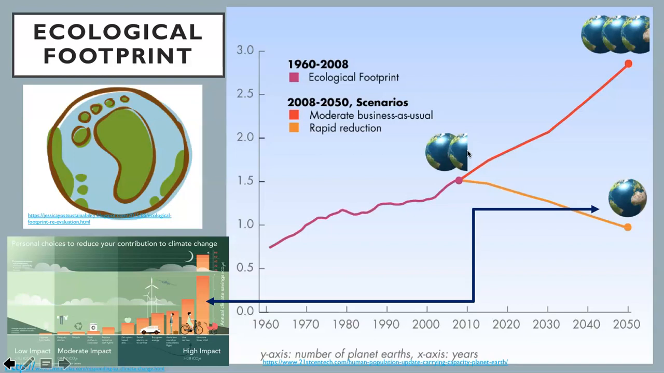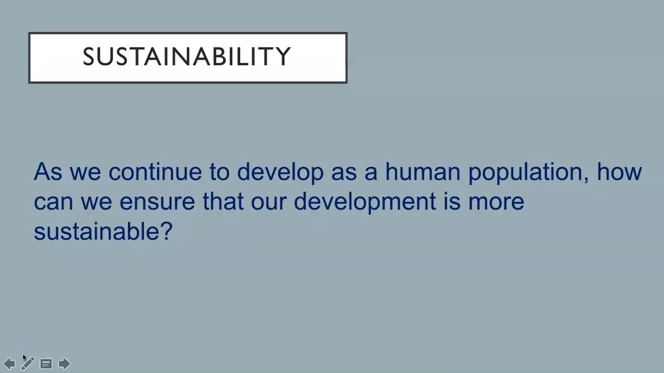What is the impact of using resources more than what Earth has to offer? Is it possible to reduce our ecological footprint? Is it possible to live more sustainably? Is the human population prepared to make changes necessary to live more sustainably? You should be able to see that the more sustainably we live, the lower our ecological footprint is. In Topic 8, we will work with numbers on how to actually calculate ecological footprints. As we continue to develop as a human population, how can we ensure that our development is more sustainable?